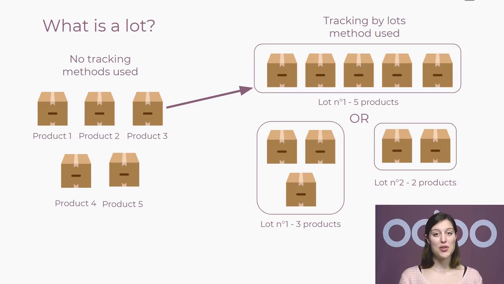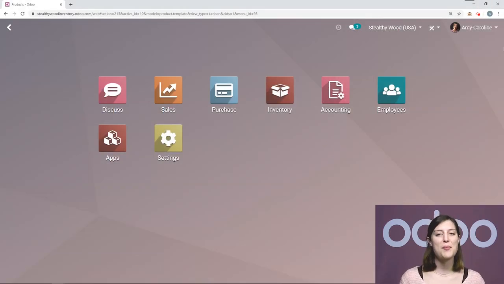More than that, it helps me avoid mixing components that don't match for my products that have slight differentiations because of dissimilarities between variants. With an inventory management system such as Odoo, I can easily have everything under control. So let's see how it works in Stealthy Wood's database. All right, here I am on my database.